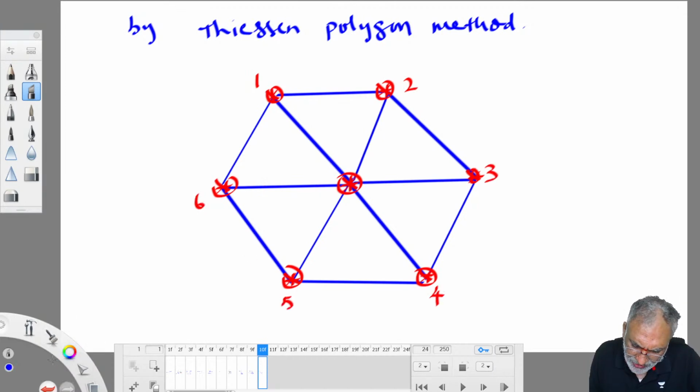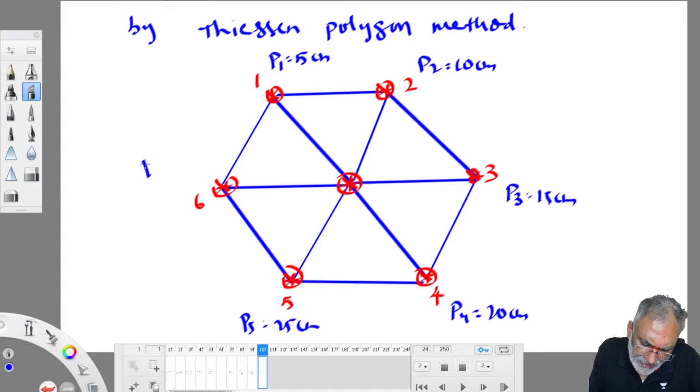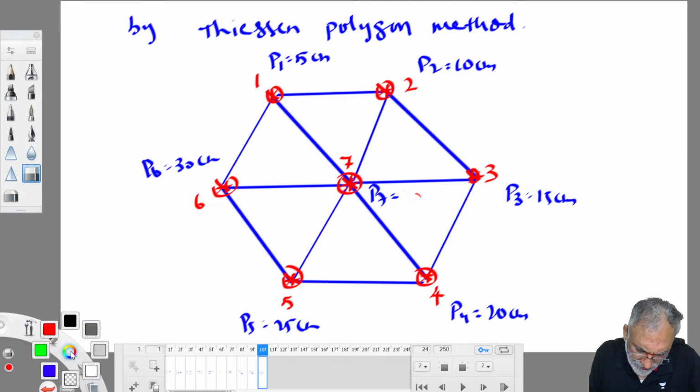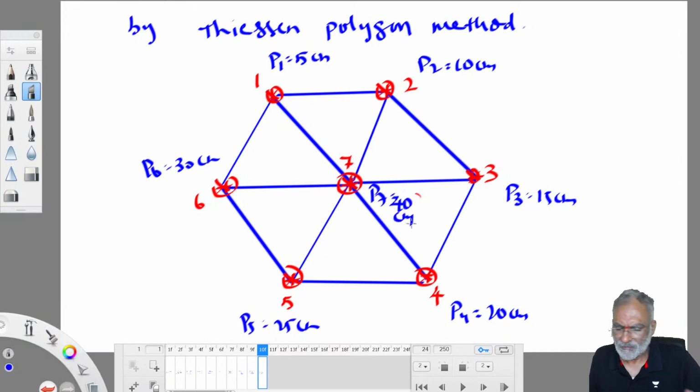And rainfall values are also given to you. P1 is 5 centimeter, P2 is 10 centimeter, P6 is 30 centimeter, and P7 is 40 centimeter, the 7th station, the central station. Then you have to find out mean precipitation. Come on, try. This is how it is given: 6 equilateral triangles joined, each side is 10 kilometers, and you get one regular hexagon. Hexagon means 6 sides, all equal. Pentagon means 5 sides. Come on, work out.